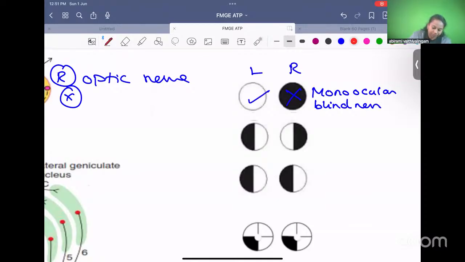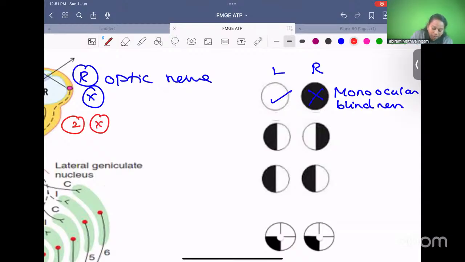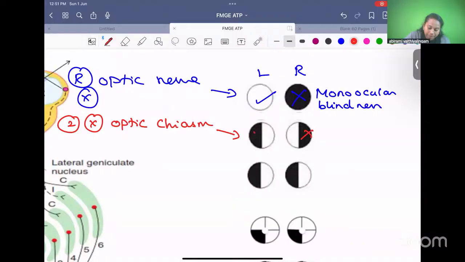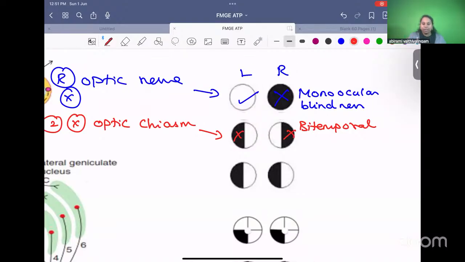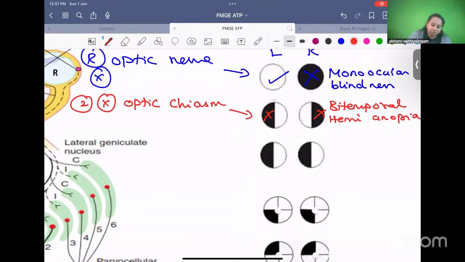The second lesion, if there is any damage to the optic chiasm. At the level of the optic chiasm, what fibers are crossing? Medial fibers are crossing. Medial fibers will carry from both the eyes the temporal or lateral field. So since medial fibers are cut in both the eyes, the temporal field will be lost. This is called bitemporal hemianopia. Hemi means only half vision is lost. So hemianopia.